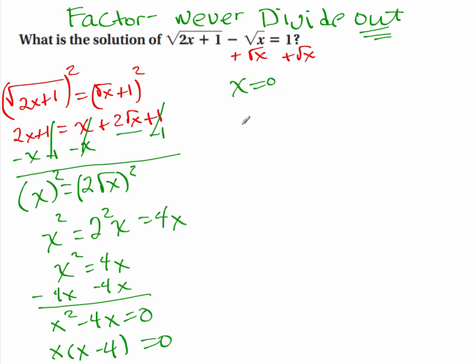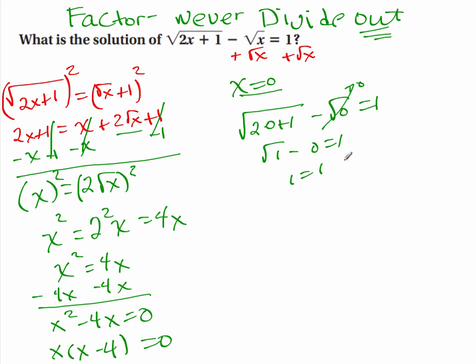So the first thing I'm going to do is check it. So when x is 0, I'm going to have the square root of 2 times 0 plus 1, minus the square root of 0. The square root of 1 minus, well, that's just 0. So 1 equals 1. So x equals 0 is a solution.